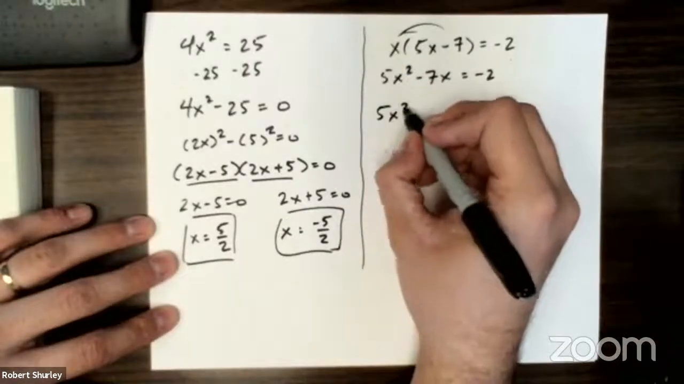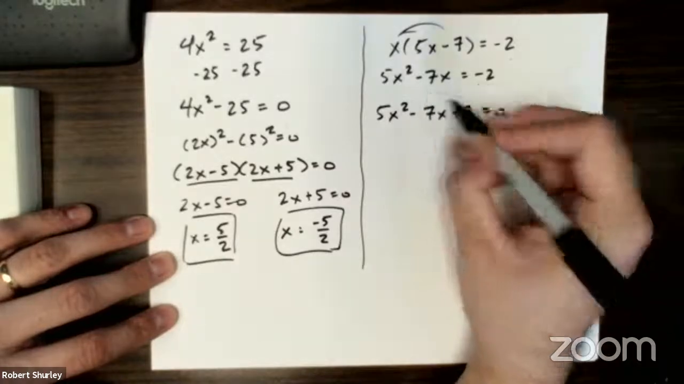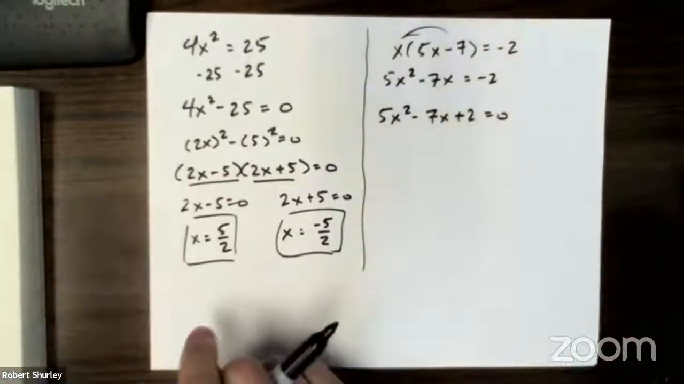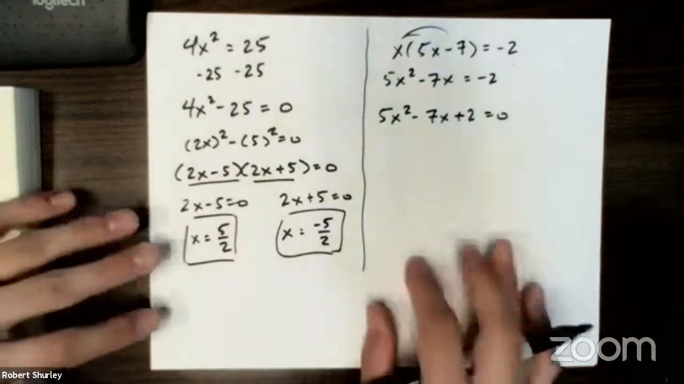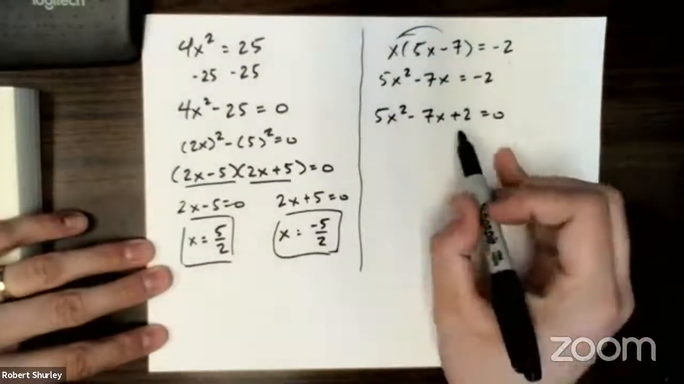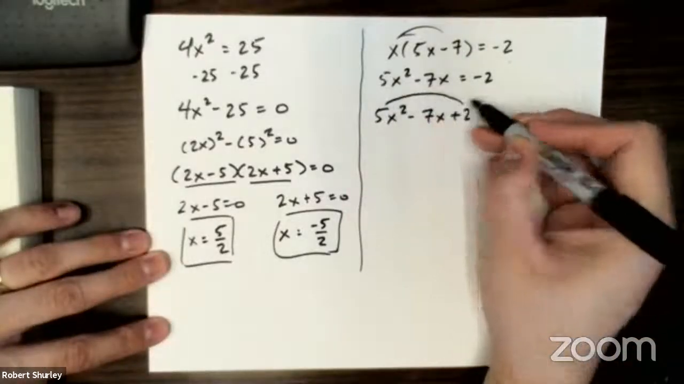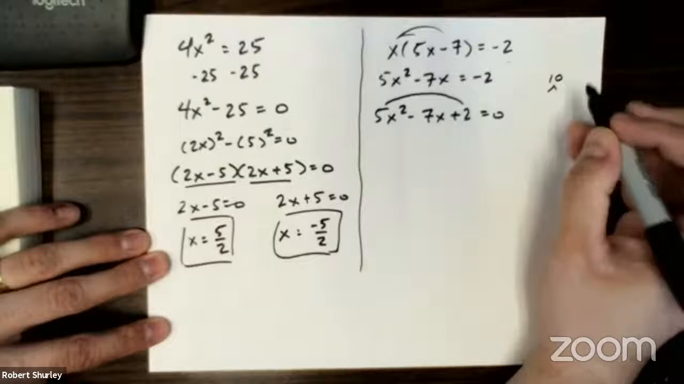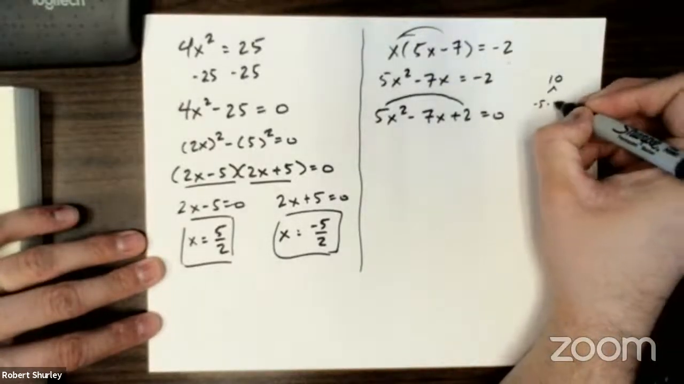So we're going to add that 2 over, right? So we get 5x squared minus 7x plus 2 equals 0. So now I'm going to do the AC method. So I'm going to do 5 times 2 gives me 10. Multiplies to give me 10, adds to give me a negative 7. Well, that's going to be negative 5 and negative 2.